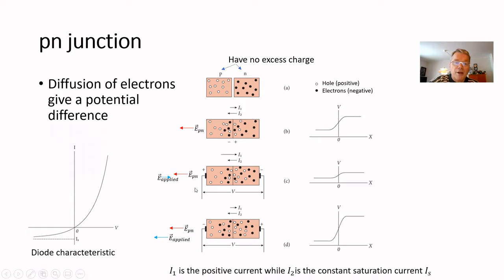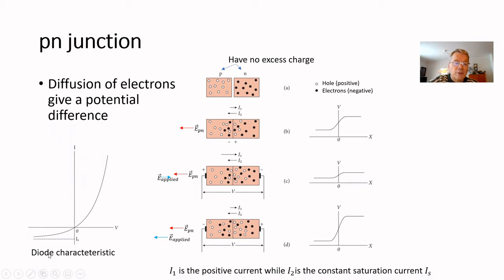If we apply voltage here in the other direction, you see that this voltage barrier is getting less. If we do it vice versa, you see that this voltage barrier is getting greater.